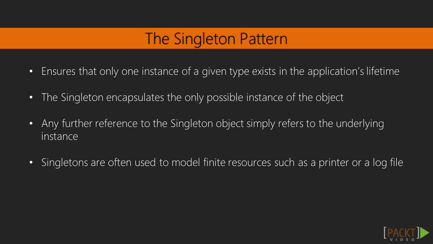This is achieved by creating a single instance of an object within the singleton and by making the initializer private to prohibit outside instantiation. Any further reference to the singleton object simply refers to the underlying instance. This pattern can be used for modeling finite real-world resources like a server or a printer.